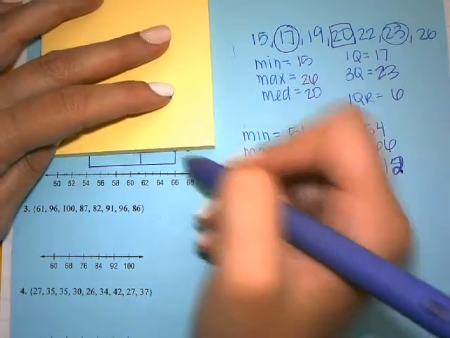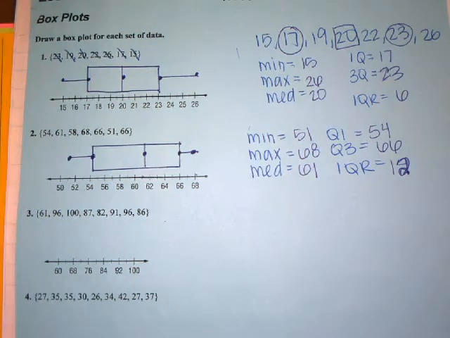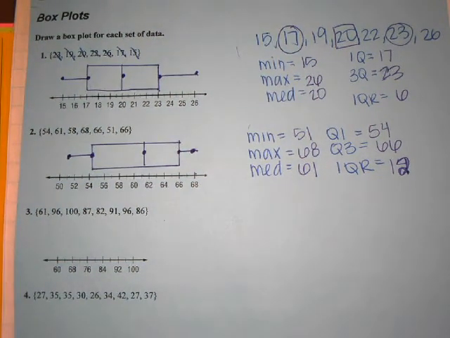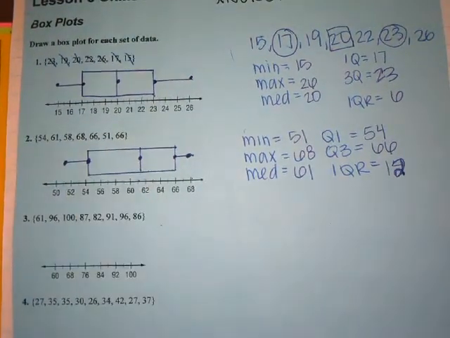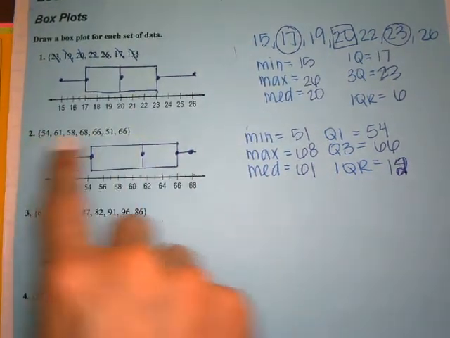No one should be moving right now. I didn't give permission to pack up yet. And then that is what it should look like. Those two are very similar because they both had 7 numbers in them. So any questions on what to do when they are an odd set of numbers?